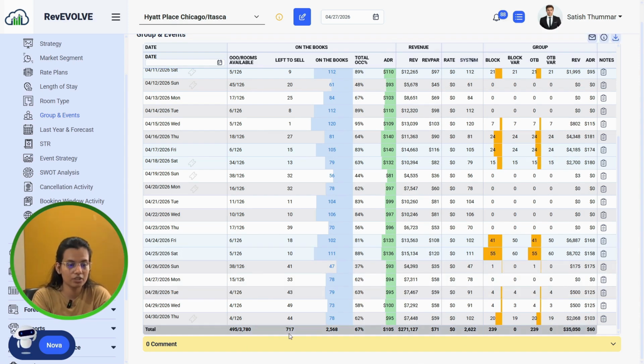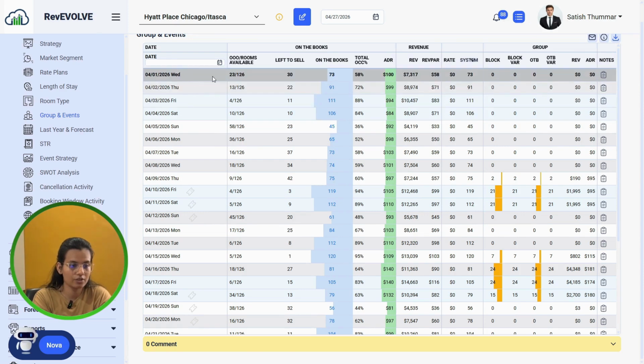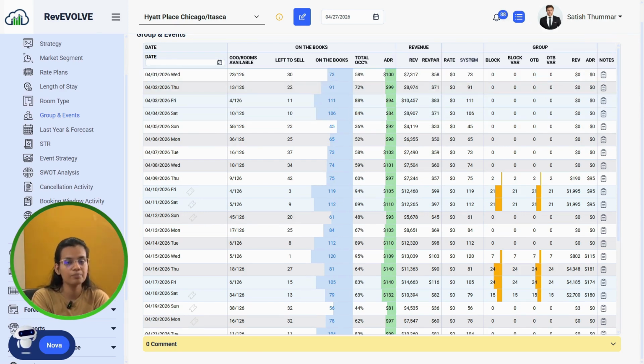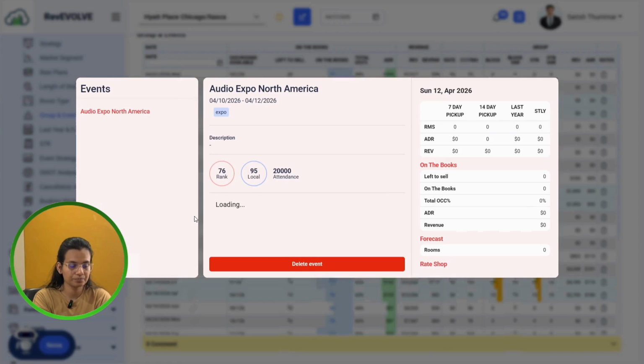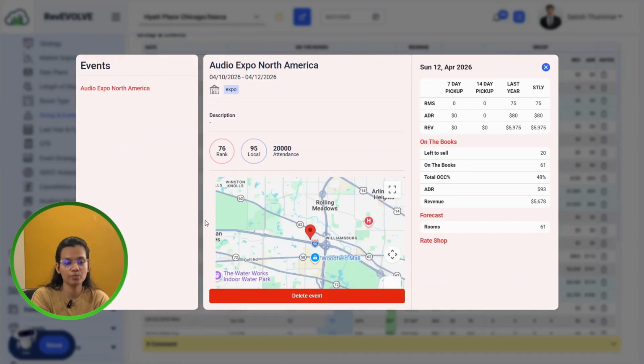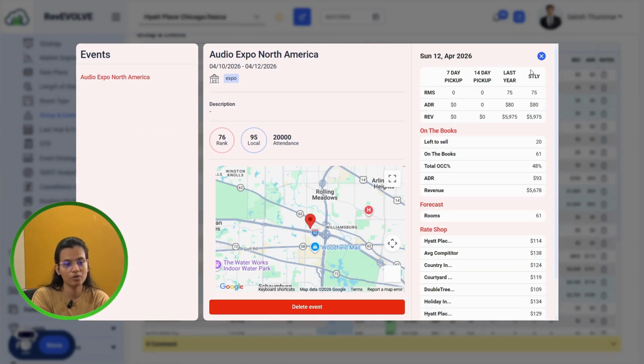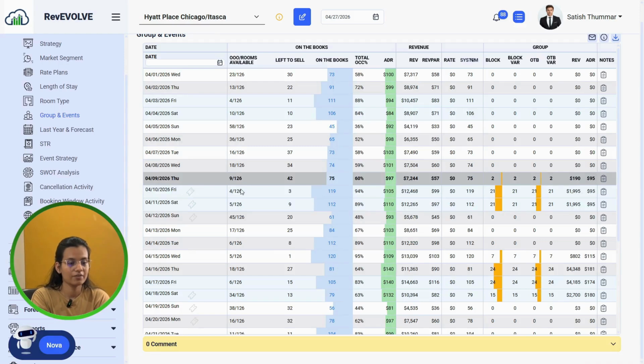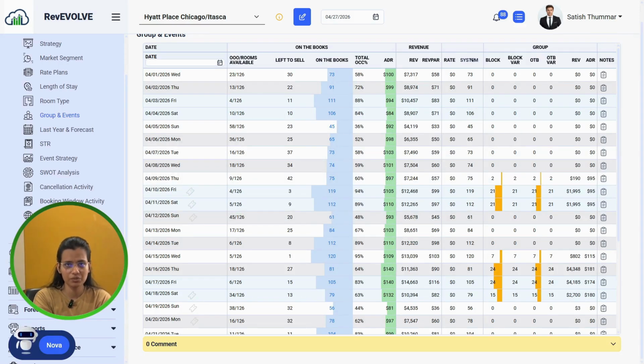Then we have the total over here. We have all the out-of-order rooms and rooms available. From such types of groups and events, we can see the event icons also. As you can see, we have the Audio Expo North America event going on the 12th of April. Likewise, we can see the events over here also.